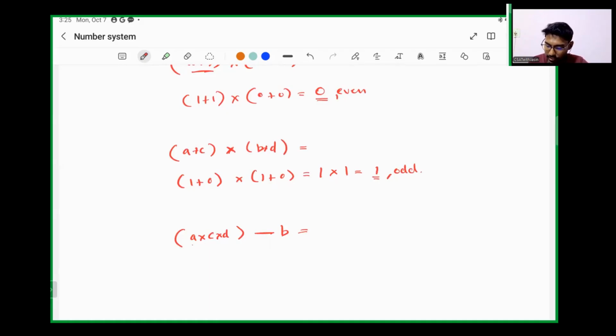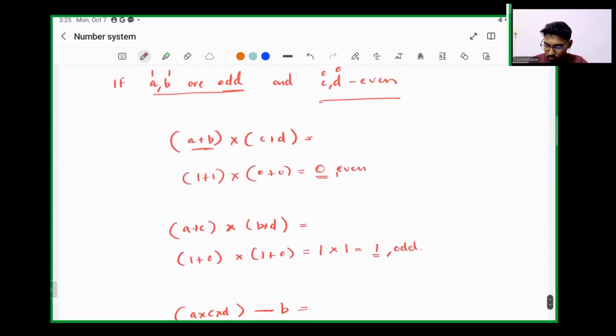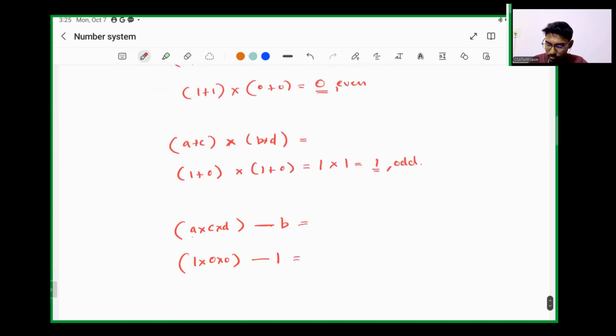Now A into C into D is 1 into 0 into 0. Right? C and D are 0, minus 1. So this will become 0, 0 minus 1. 0 minus 1 is minus 1. Minus 1 is, doesn't matter the negative sign, right? Minus 1 is odd. Or you can take it as plus also, no problem. Then it will become 0 plus 1. 0 plus 1 is 1. Again, it's odd. Doesn't matter if you take minus 1.